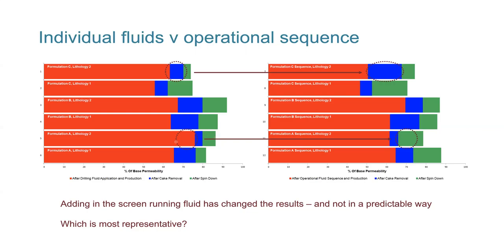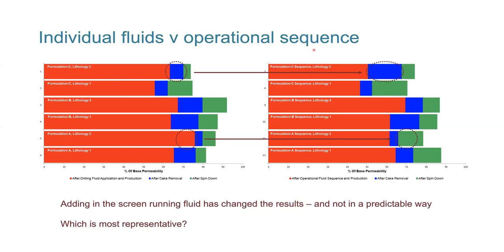So looking at this particular sample, number 5 here, 75% after mud application and production. Then the same test, the only difference being that we displaced the drilling mud with a screen running fluid, remeasured and included a screen. We've gone from 75% down to 60%. So we've lost 15% of the permeability just from adding in the screen running fluid and the screen. So the way that the mud cake behaves is different. Having the screen there is different.